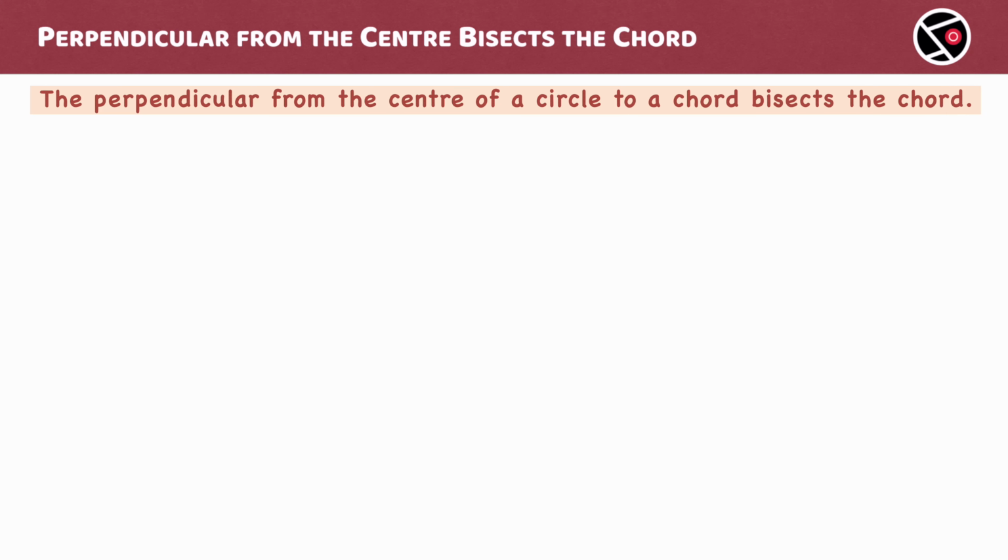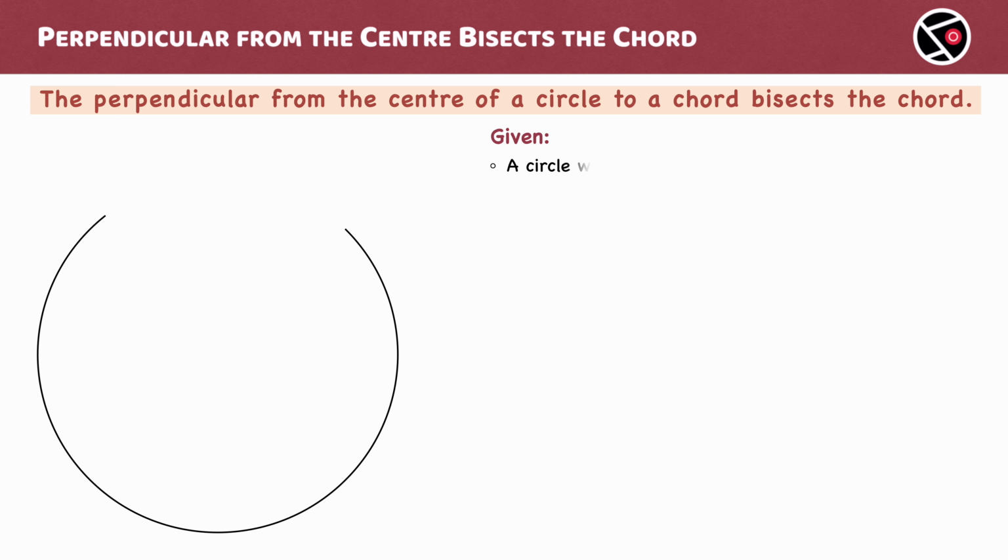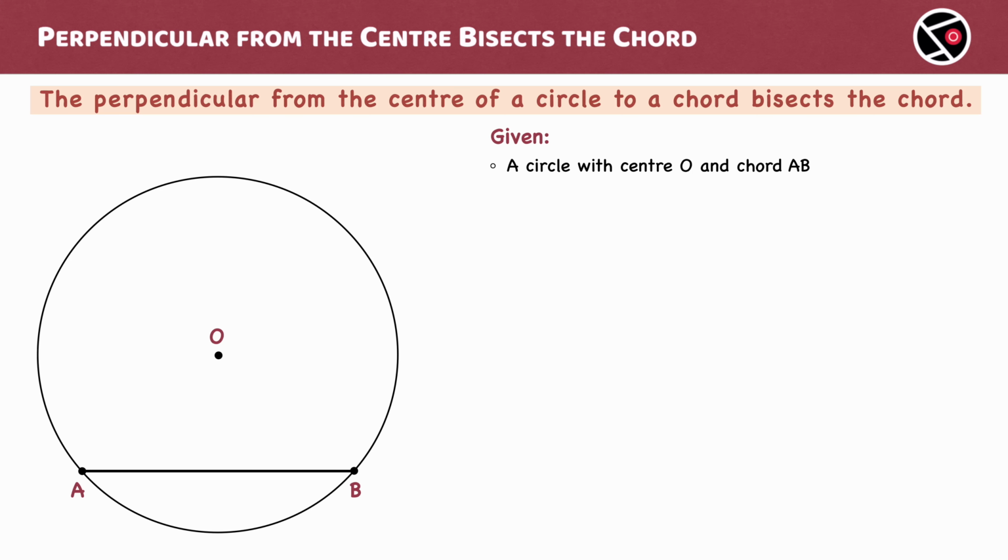So, what do we have? We have a circle with center O and a chord AB. We also have OM perpendicular to AB. We need to prove that OM bisects AB, or AM equals BM.